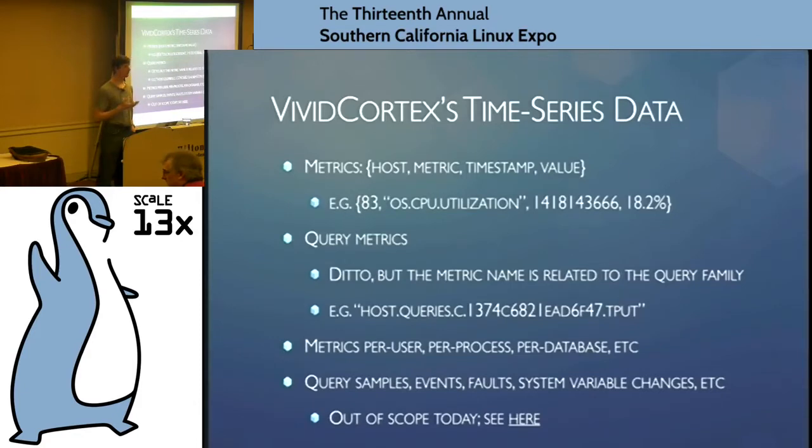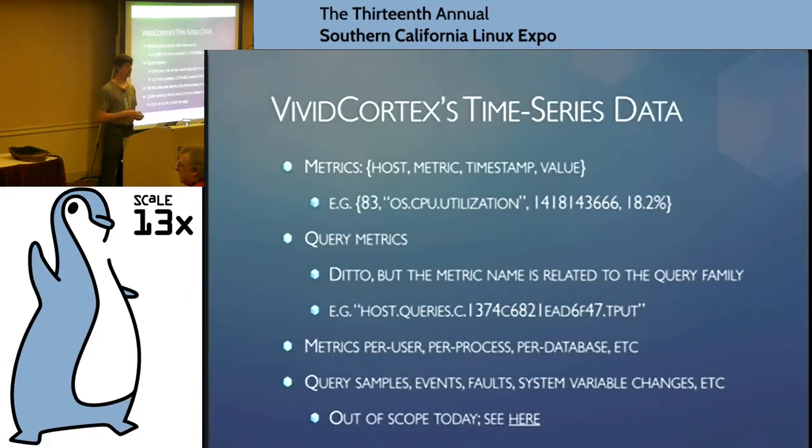So we encode those dynamic things into the metric name. I have here host.queries.hex blobby thing, and then a dimension about that. And we'll generate pretty high dimensional metrics about that. So we'll have tput for throughput. We'll have time in microseconds for the total time elapsed. We'll have an average latency over the sampling period, those kinds of things.